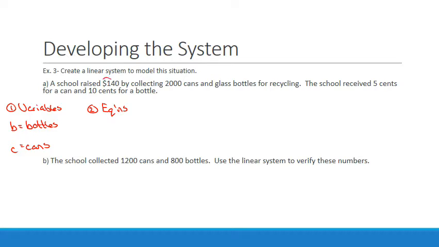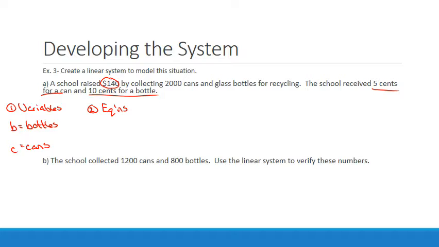Well, how would you come up with the $140? Well, I guess you'd add up your cans and your bottles. But it's not just adding the cans and the bottles, you'd add up their value. So how much would the recycling company give you for each? And it says over here you get 5 cents for a can and 10 cents for a bottle. So I actually have to factor that in with my 140.